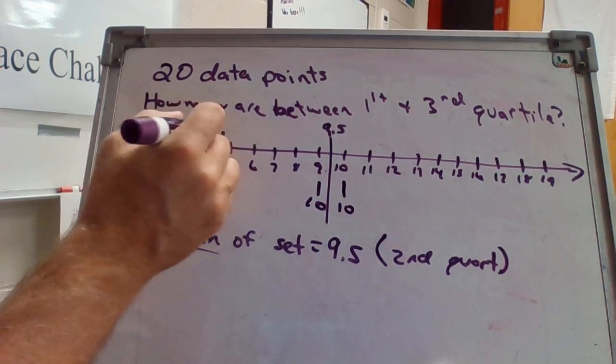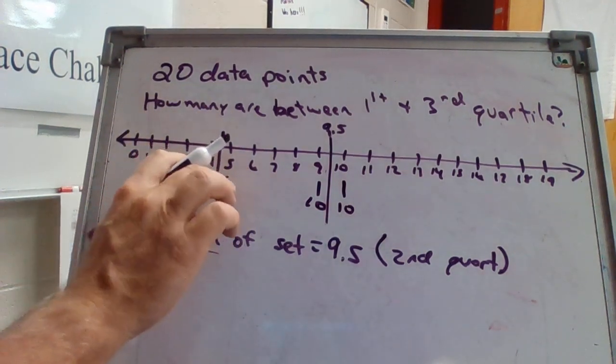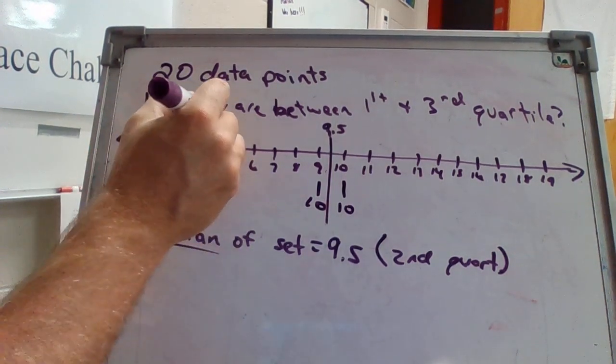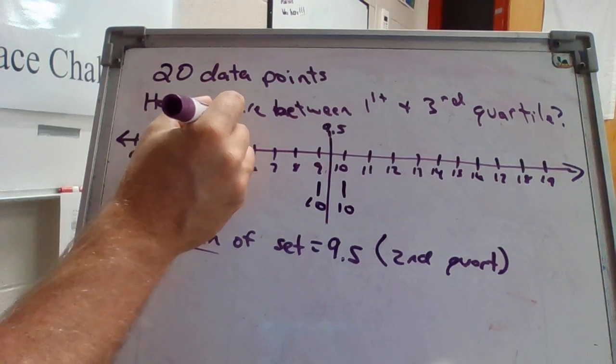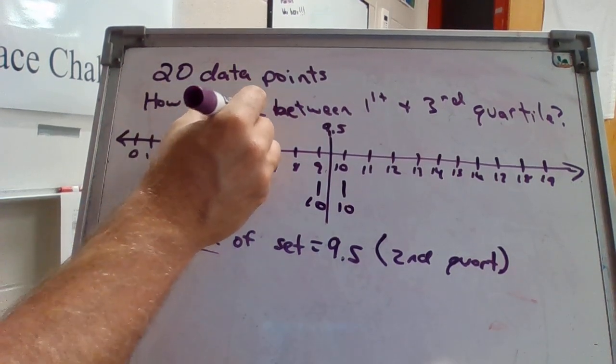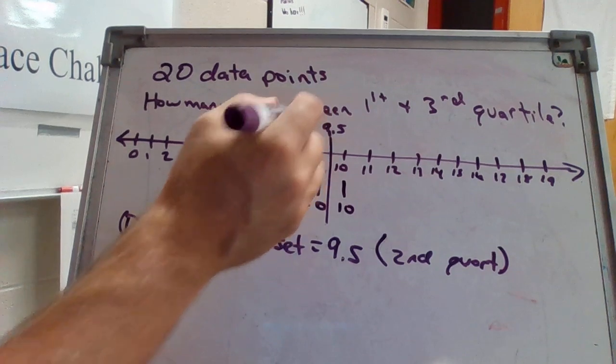Again, same thing. You add those two together and divide by 2. 4 plus 5 is 9, so 4.5. That's going to be your first quartile, Q1.